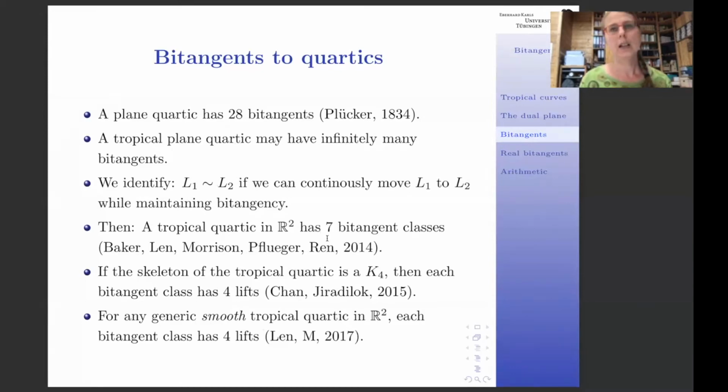So Chan and Jirardilok, they proved that if the skeleton of the tropical quartic is a K4, so that's just a certain feature on the graph, the graph underlying the quartic, if I leave away all the ends, so to say, if this is a K4, then each bitangent class has 4 lifts. And together with Len, I proved that if you take a generic smooth tropical quartic in the plane, then the general statement actually holds. Every bitangent class has precisely 4 lifts, which is nice, I think.